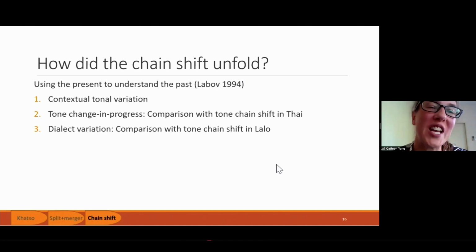So how did this tone chain shift unfold? Well, we don't have a time machine, so there's no way of witnessing the tone chain shift as it occurred. So we're going to borrow Labov's approach to vowel chain shifts in his book, Principles of Language Change, where he uses the present to interpret the past. And we can do this because it is safe to assume that the same mechanisms that affect tone in the present were also at work in the past. So we'll use evidence from these three streams of research: synchronic contextual tone variation; tone change in progress, which we'll compare with the tone change shift in Thai; and dialect variation, which we'll compare with the tone change shift in Lalo.